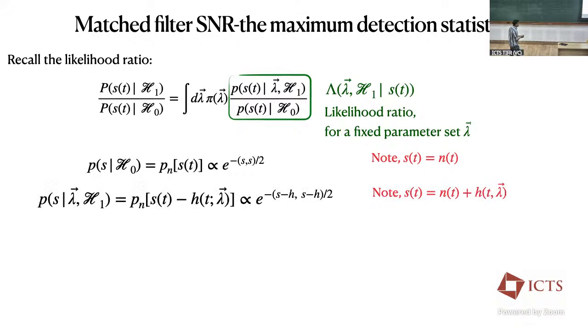But if there is a signal present in the strain, we can write the probability of the strain as the following. The strain now contains noise plus signal, S is n plus h, and we only know the probability of n. We can rewrite n as S minus h, and therefore just rewriting the noise likelihood will give us the likelihood of the signal present in that time chunk.